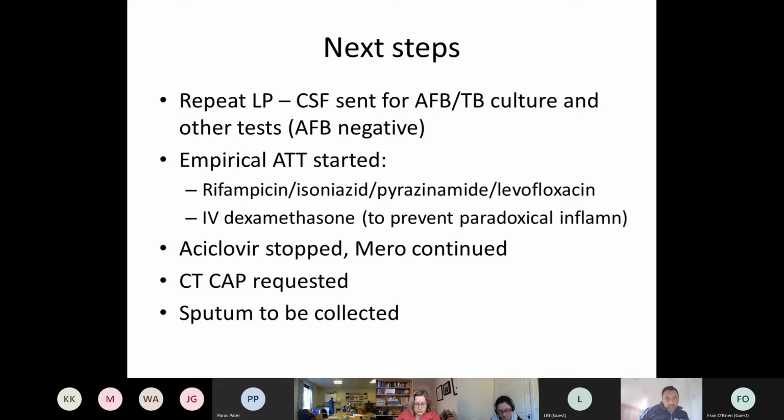Acyclovir, I was happy to stop. It wasn't really a viral picture. The viral PCR panel was negative, but again, meropenem I continued to cover the bacteria while we were trying to find out what was going on. And I requested a CT scan as well, and collected some sputum, again, for standard culture and TB testing. So this was the upper part of the CT scan, and I hope you can make out some ground glass shadowing there, suggesting lung infection.